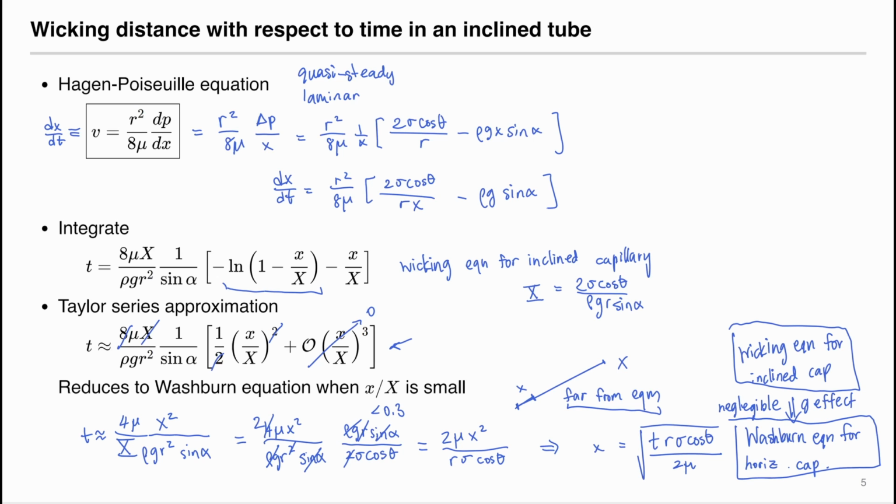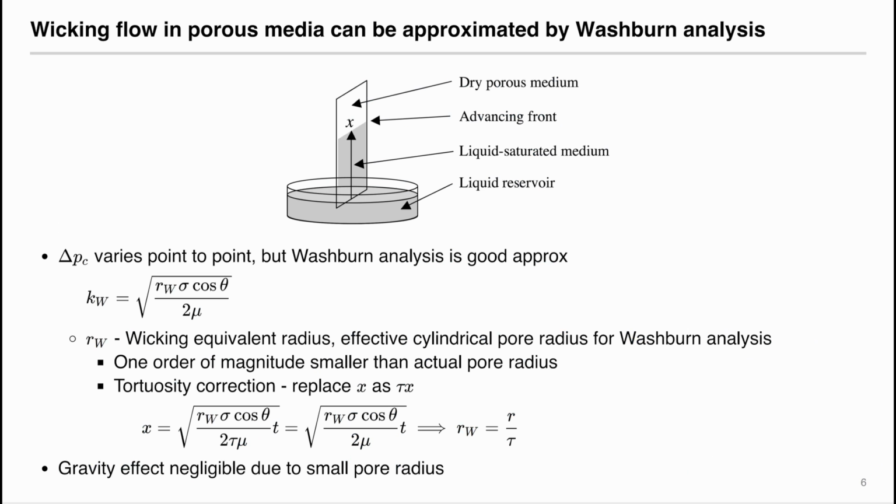So when this ratio is small, we can have the reduction from the Wicking equation from inclined tube to the Washburn equation of the horizontal tube. I have another video showing the integration steps and the Taylor series approximation steps if you're interested in the mathematical details. And now, using the knowledge of wicking through capillary tubes, whether it's horizontal, vertical, or inclined, we can now generalize to wicking flow through porous media.